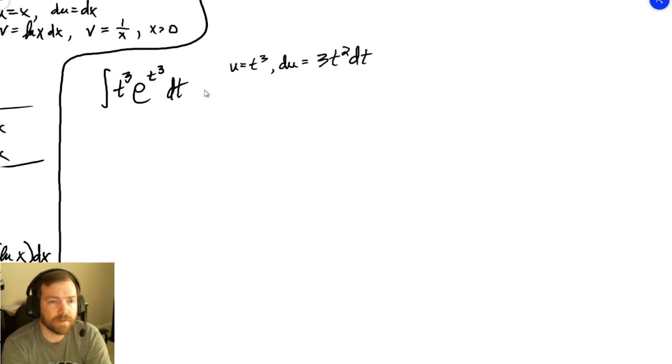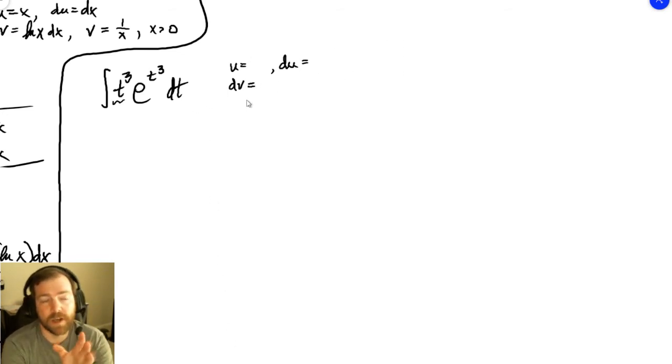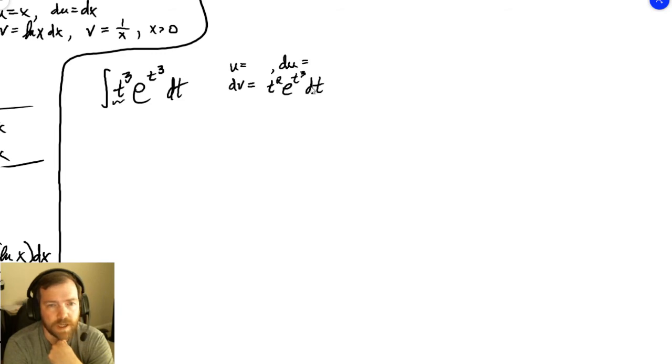However, because we were looking at a u-substitution, we could actually take t to the third and let that be our u, and then this time do integration by parts with it. We want to select dv first. dv is what can we get out of this that is going to be a usable integral. So here, t squared e to the t cubed dt would actually work. It has a nice integral.